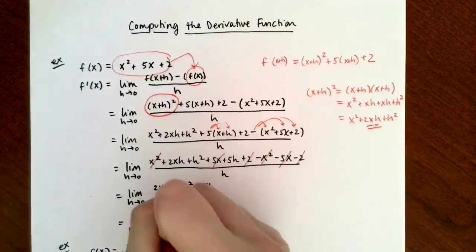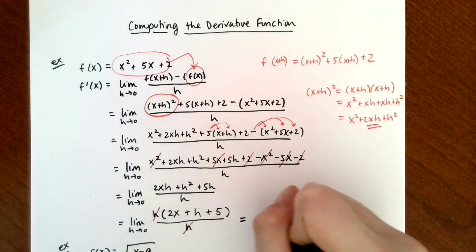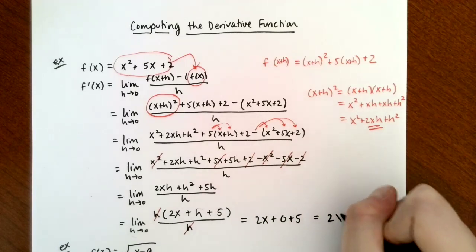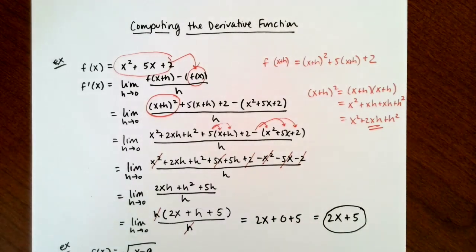And now I can clearly see my h over h cancellation, and I know that now I'm allowed to just plug in h equals 0. Remember, h is the thing going to 0, so I'm going to plug in 0 just right here, and the x stays an x all the way through to the final answer. So we get 2x plus 0 plus 5. So my derivative formula for this function is 2x plus 5.